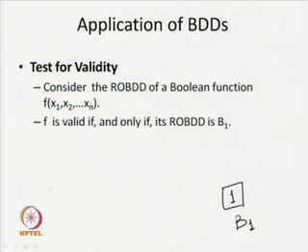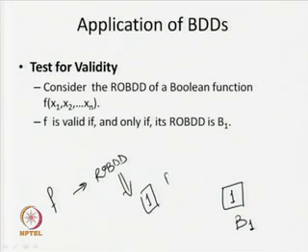So, if I give any function f, we construct the ROBDD with respect to a particular variable ordering, and if this ROBDD happens to be the BDD B1, then we can say that this is a valid function. You just see that if I give a long expression to check whether it is valid or not, it is a difficult task. But if I have a BDD representation and it is B1, then we can very well say that this is a valid function.